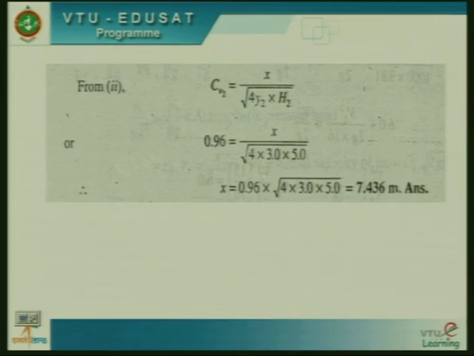Hope it's clear. Don't change anything. If you want to put everything under root, then it becomes x square divided by 4yh, whole thing under root. So you're taking this x out of the root, therefore this becomes x divided by 4yh under root. Now this answer is perfectly alright. So the value of x is 7.436 meter. That is at a distance of 7.436 meter, these two jets are meeting at a common point. I hope it's clear.